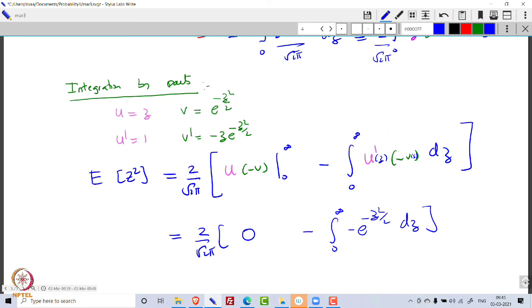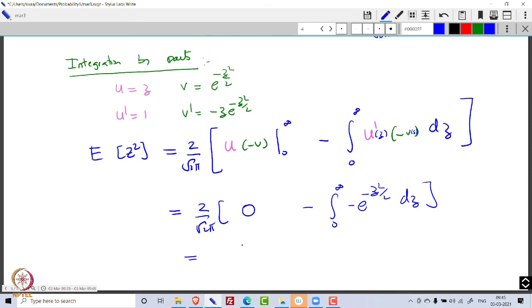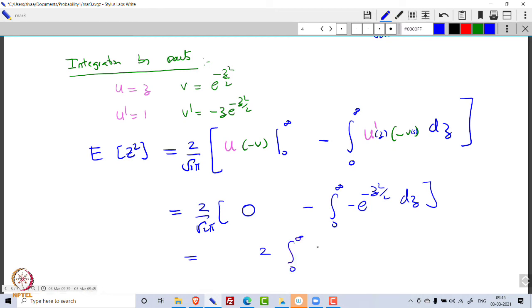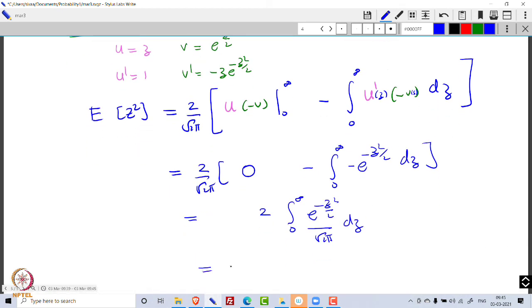And now, what is this? Now I do the algebra again. So I get 2 times 1 over square root 2 pi. I push it inside. 2 times 1 over square root 2 pi, 0 to infinity, e to the minus z squared by 2 dz. But this is the same as twice the chance that z is less than or equal to 0. And that we know is half. So 2 into half, I get 1.